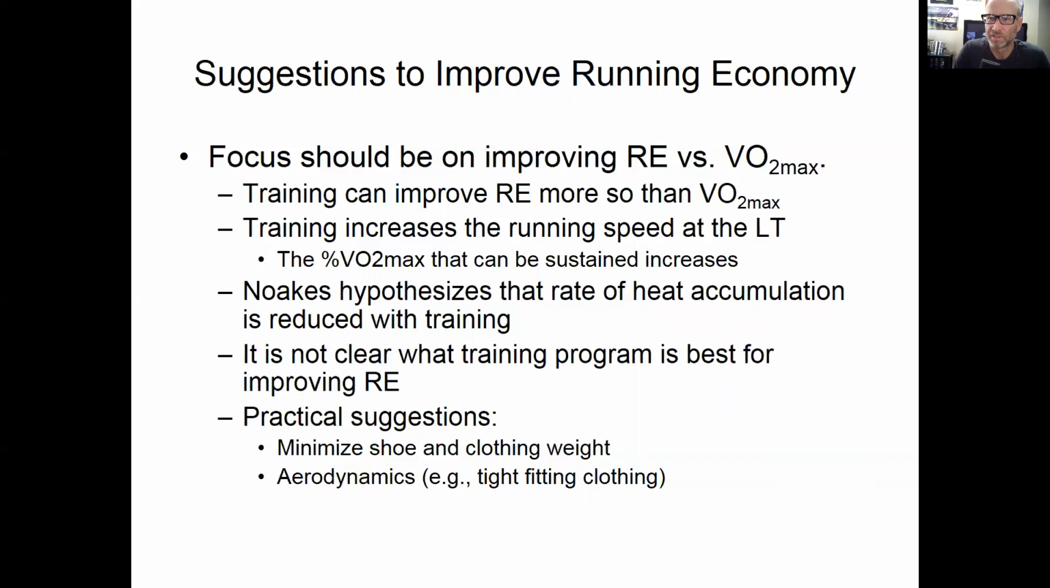Practical suggestions for improving running economy: minimize shoe weight, minimize clothing weight, and even consider aerodynamics. Use tight-fitting clothing to cut down on the drag force that you have to overcome while running.